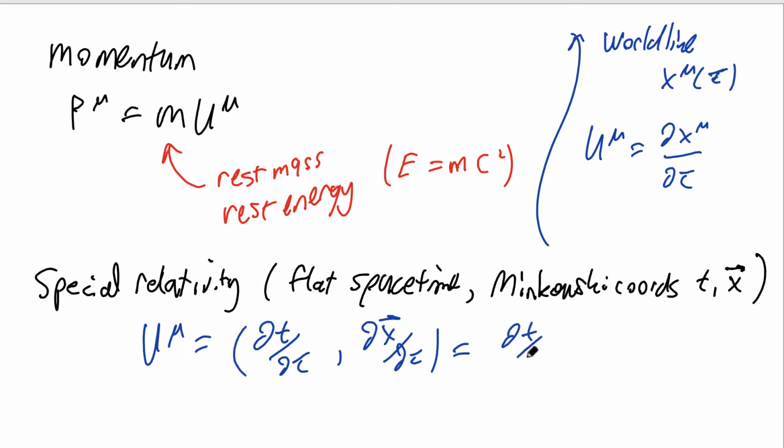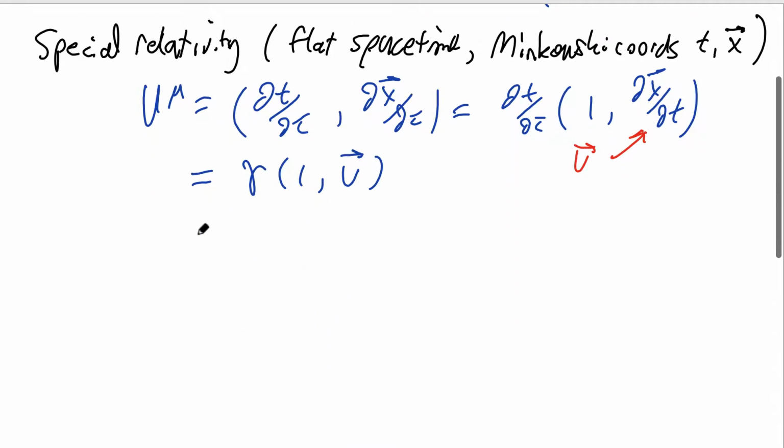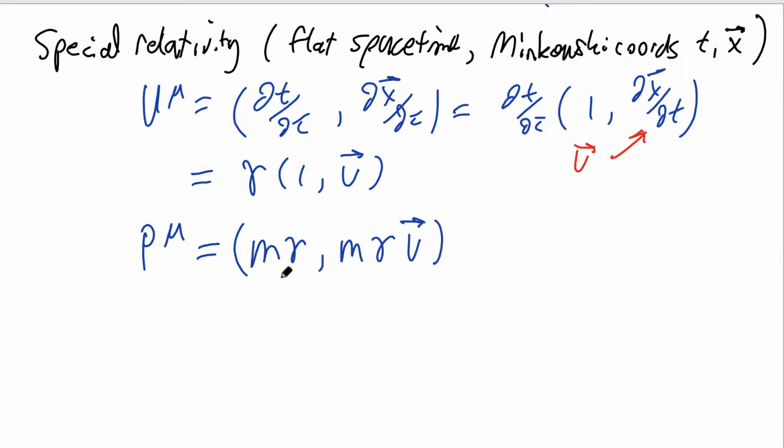And this can be written as partial t with respect to tau times 1 comma partial x vector with respect to t. And you'll remember this factor is just the relativistic gamma factor. We've worked that out before. So this is just gamma times 1 comma v vector, where I'm letting v vector just be shorthand for dx dt. Now let's write down the momentum in special relativity. So that's just the mass times the velocity, so it's m gamma is the zero component, and the spatial components are m gamma v. The zero component of the momentum of the particle is the energy.